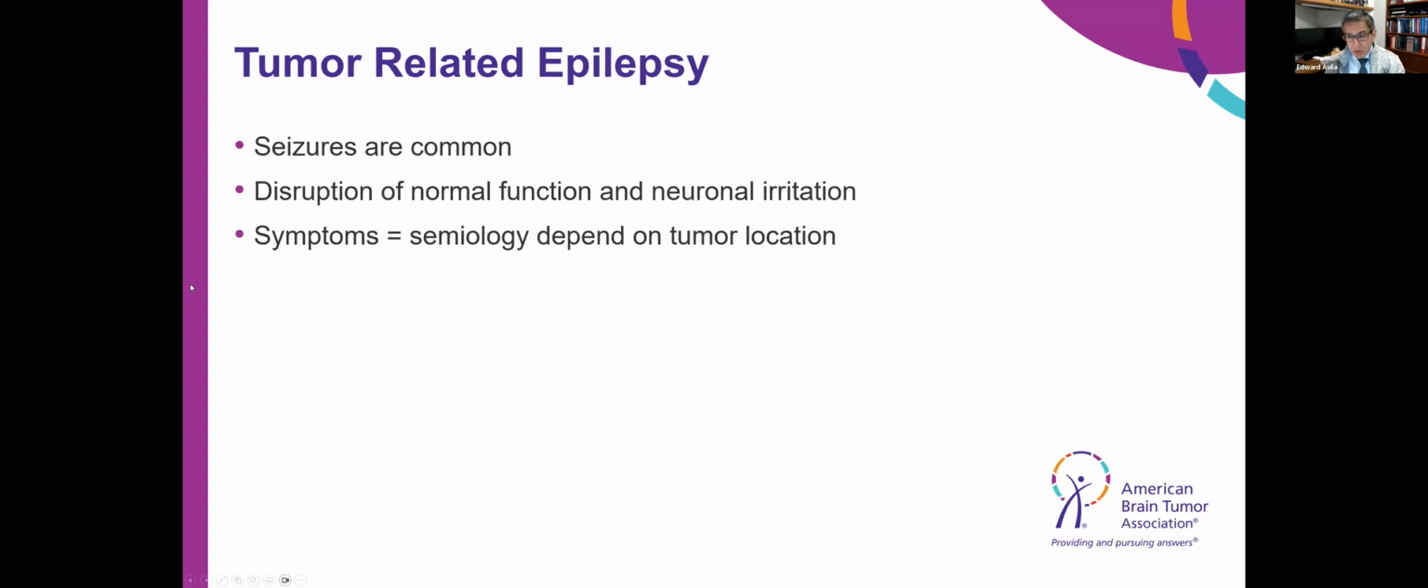So for brain tumors, seizures are one of the most common symptoms, and sometimes they're the most common presenting symptom. Seizures and headache are probably the two most common symptoms of a brain tumor. And the reason that they're common is that they disrupt normal function because of irritation of the neurons, or the brain cells, that are around the tumor. The symptoms will depend on the area. So as I mentioned, the semiology really depends on the tumor location.